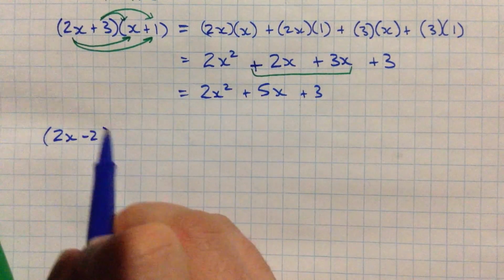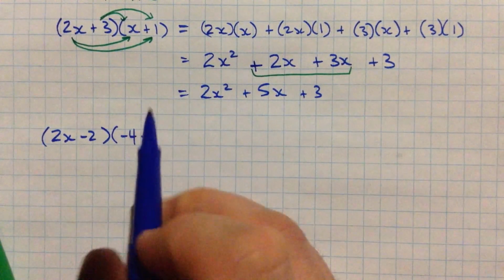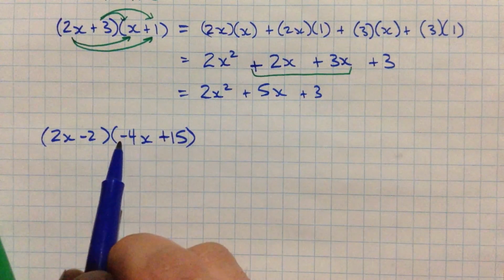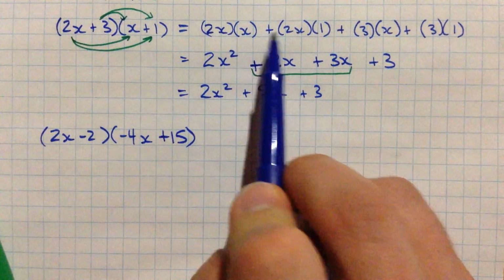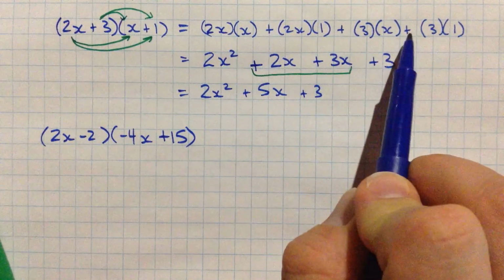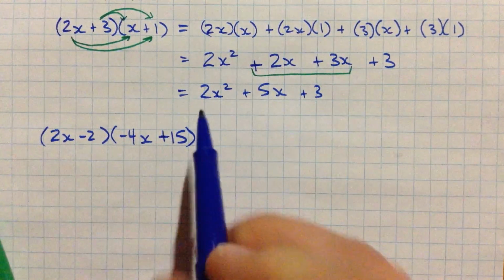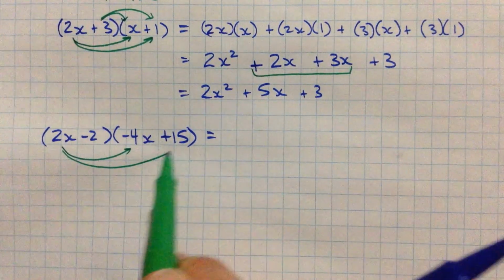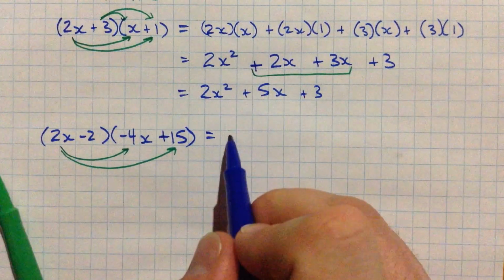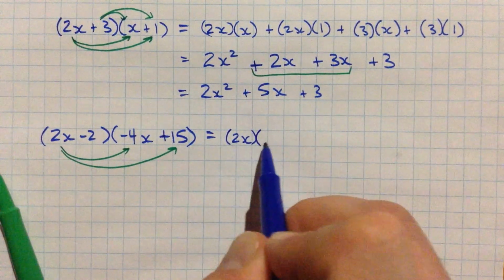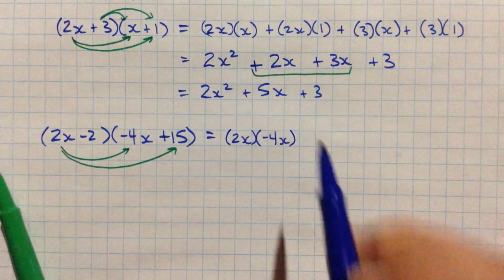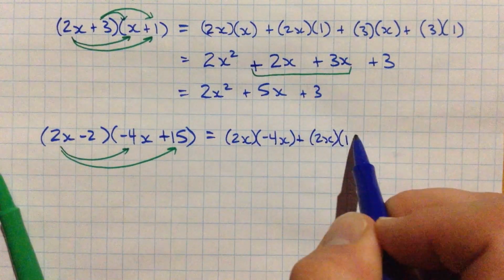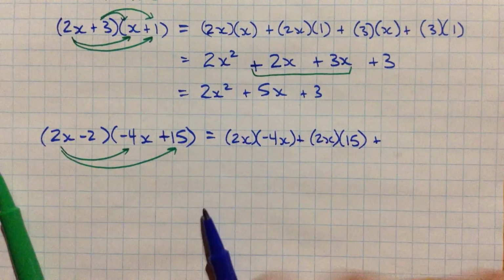2x minus 2 times negative 4x plus 15. Okay, so we have a negative sign here, we have a negative sign here. That's fine. I'm going to do the same thing, multiplying terms together, but putting plus signs between every product of terms. So let's start off by taking 2x and multiplying by negative 4x and by positive 15. So again with brackets, 2x times negative 4x plus 2x times 15 plus, let's see what's next.